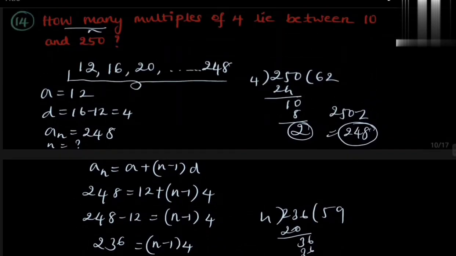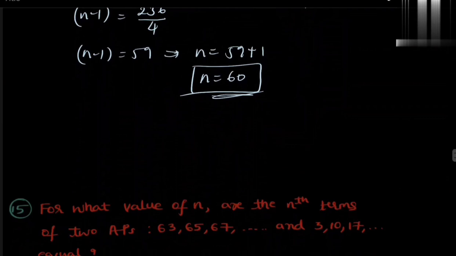Therefore the number of terms is 60 for this sequence. It contains 60 multiples of 4 between 10 and 250. So we want to consider the first number after 10 and the last number before 250, that is 12 and 248 here. So like we want to calculate like this. Next, move on to the 15th question here.